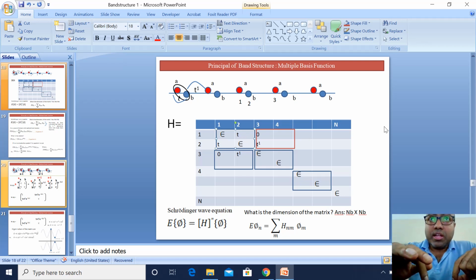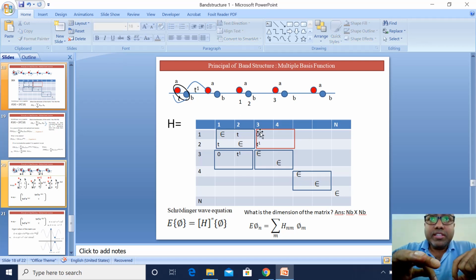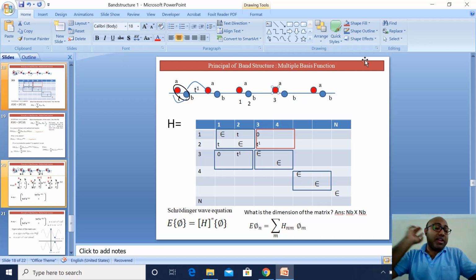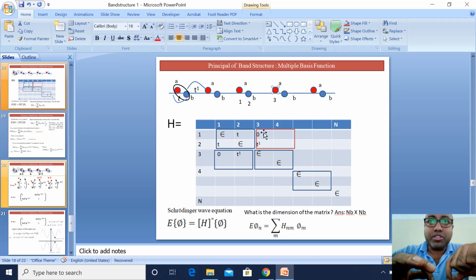Similarly, H13. So H1 is related to 3. Now you see H1 here and 3 is here. It is far away from each other, so definitely the contribution is 0 here. The H matrix contribution of a particular component is 0 because the wave function is far away from each other, whatever the basis function. So I have put 0. Similarly, H14 is so far away, that is also 0.